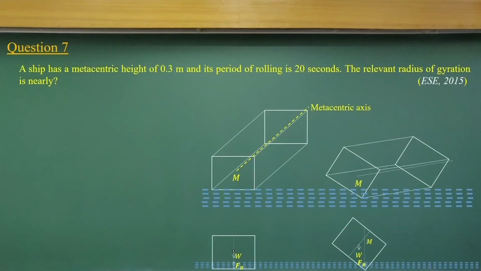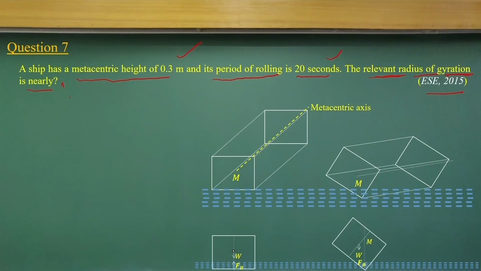Now take question number 7. There is a ship of metacentric height of 0.3 meters. Its period of rolling is 20 seconds. What is the value of the relevant radius of gyration? That was an engineering services question in 2015. As you know, there is a metacentric axis, the metacentric height is known, and the time period of rolling of this ship is also known.